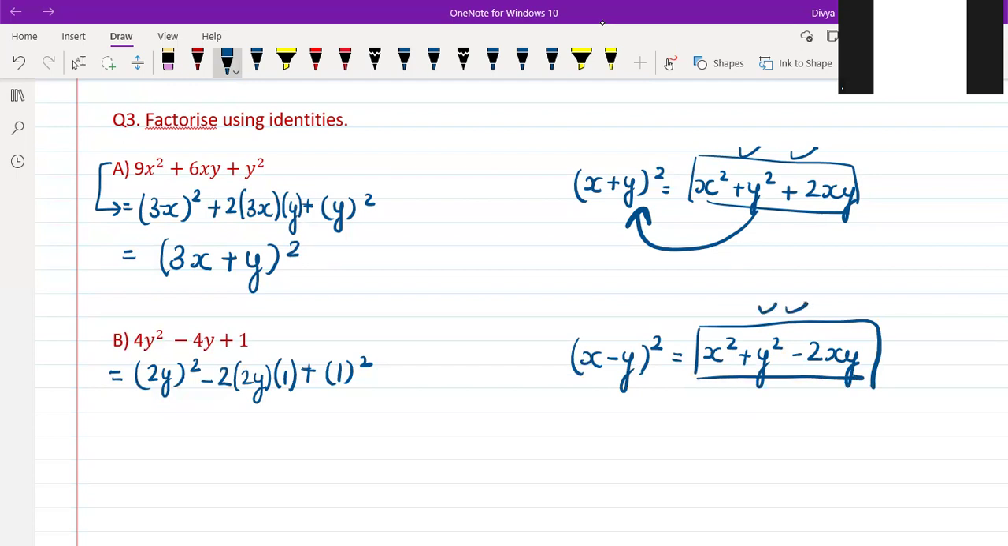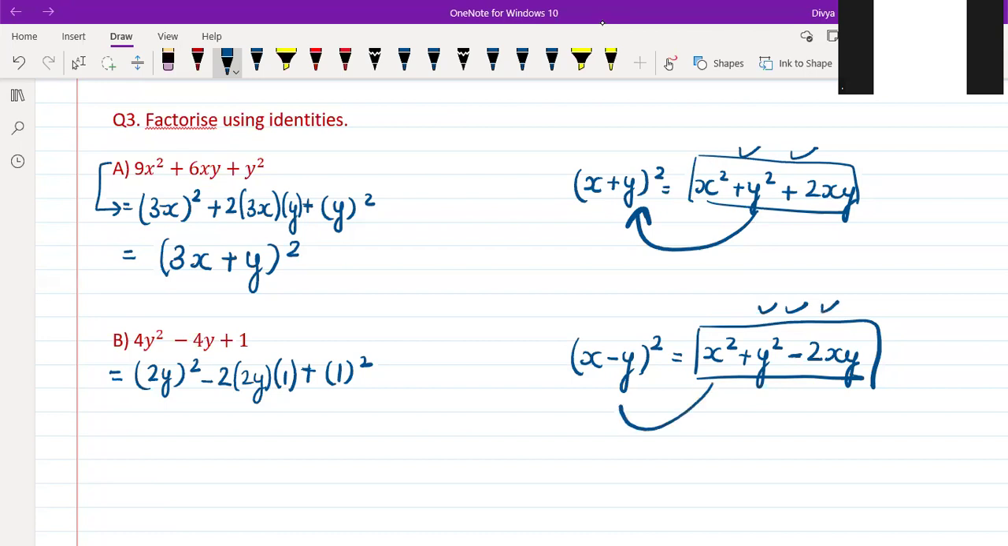The square of the first term, which is (2y) whole square, the square of the second term. The second term is 1 here, which is written as 1 square. Then the third term is in the negative form, minus 2 into x, where x is the first term, which is 2y, and y, which is 1 here, the second term. So when you open this bracket, you will have 4y square, minus 4y into 1, which is y only. So we have made the question in this form.